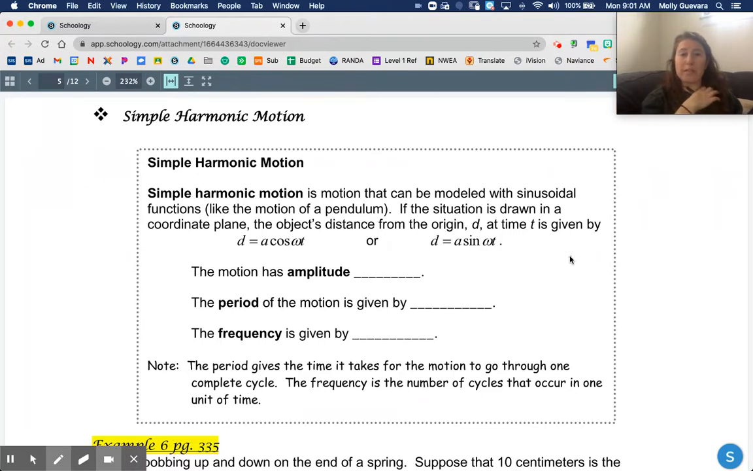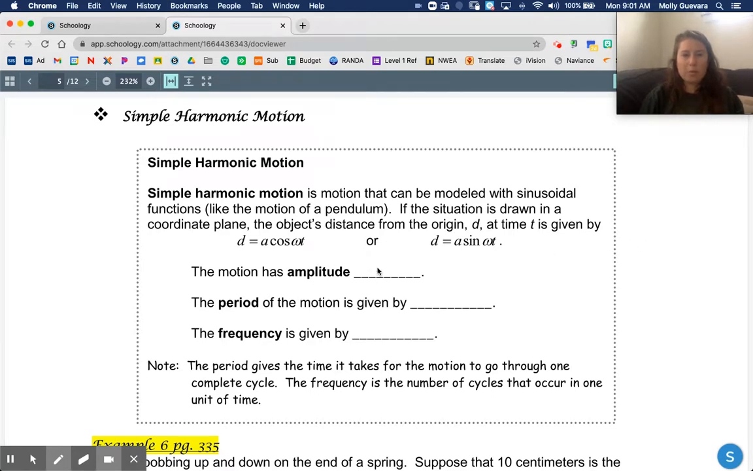So the example we're going to look at is a spring going up and down, or a pendulum, things like that. If the situation is drawn on a coordinate plane, it will look like either sine or cosine. Notice here the equations are exactly the same. The only difference is that some of the variables are different, right? We have omega instead of b, and then our variable is t.